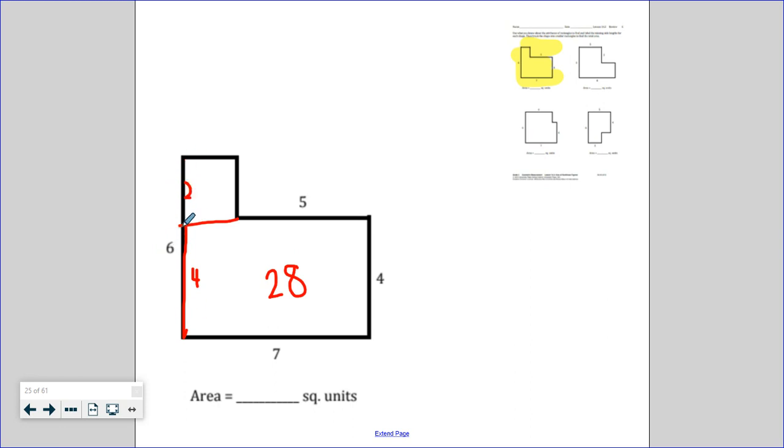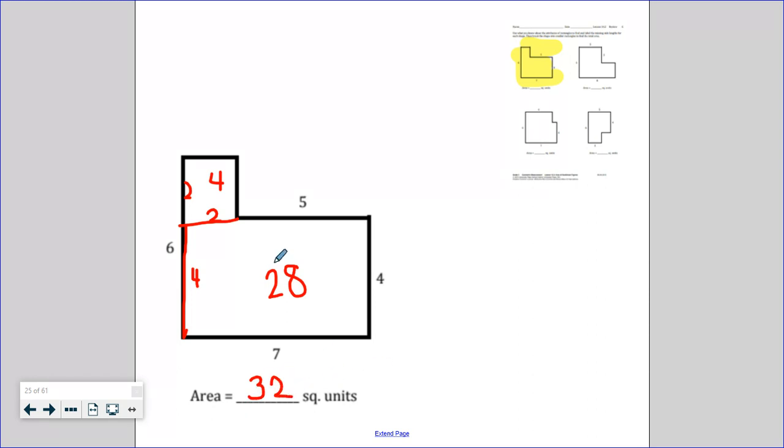All right, so now we figured out one part. Now we got to figure out this part here, okay? We know this is 5. And we know 5 plus this part is going to add up to 7. So what is this going to be? Also 2. So the area of this little part right here is 4. So I'm going to add 28 plus 4, and that would give me 32.